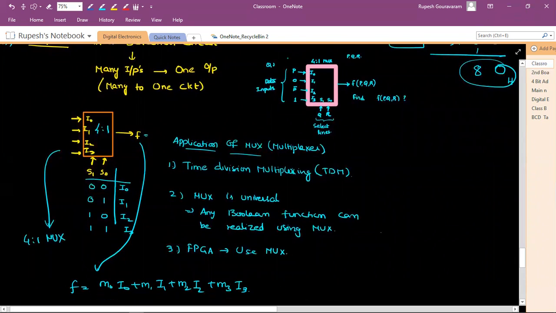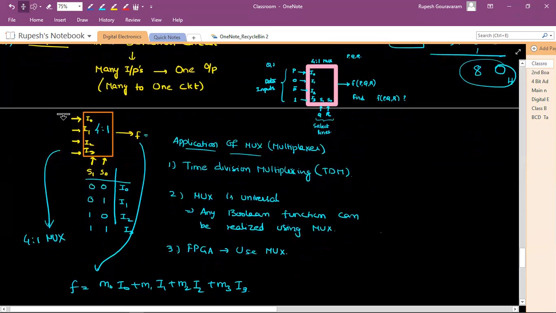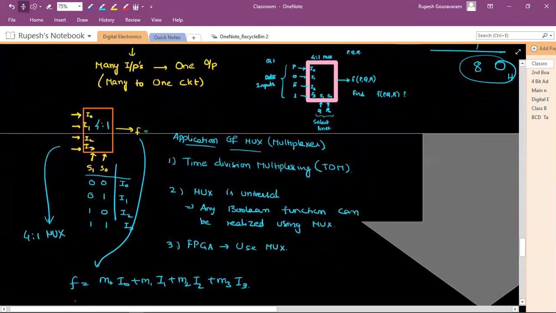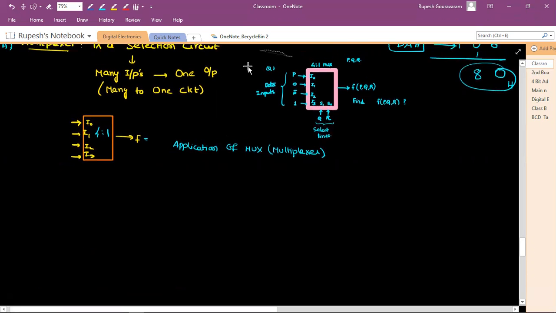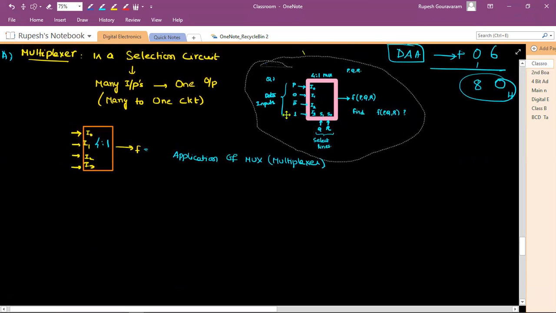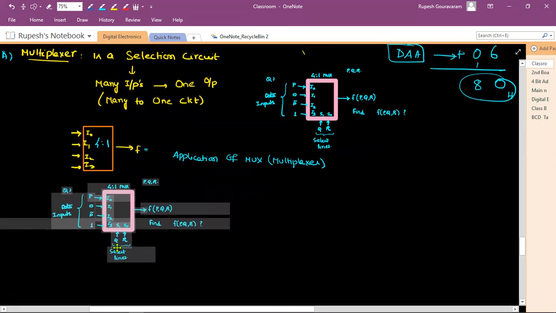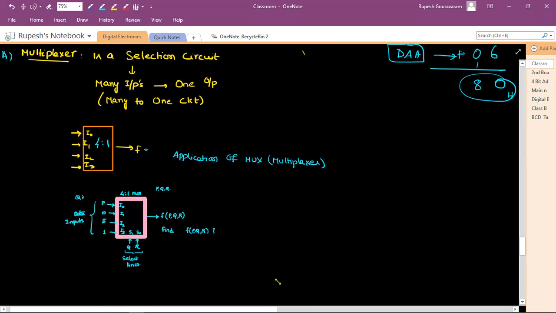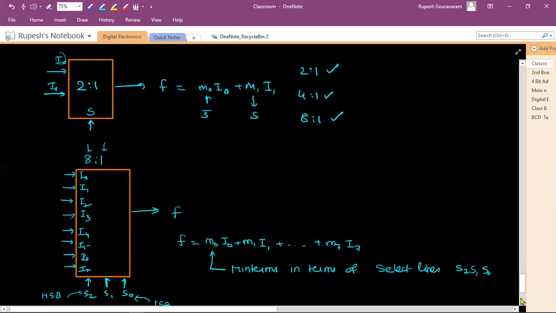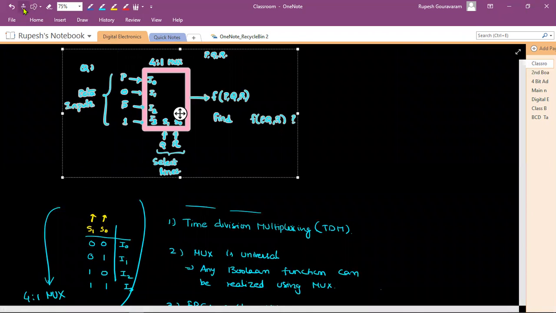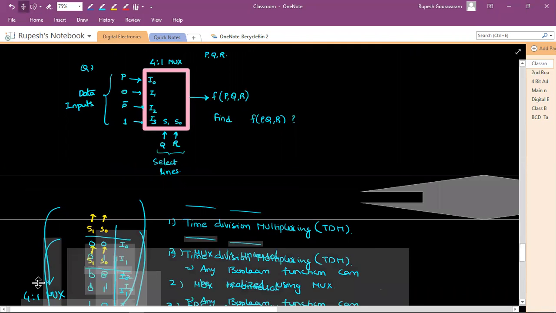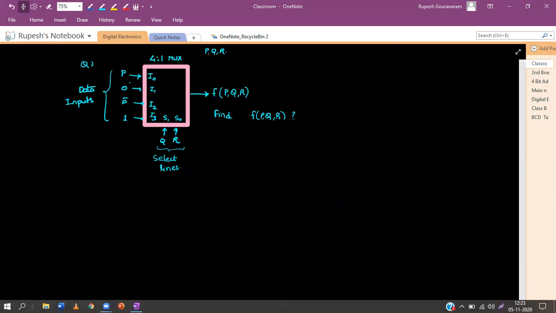Yes, this is the given question. Let me take this question. Now, the data inputs are given, and f of pqr is asked. So how can I do that? Just now we have studied how f is given.